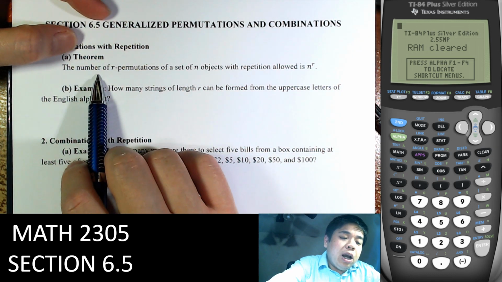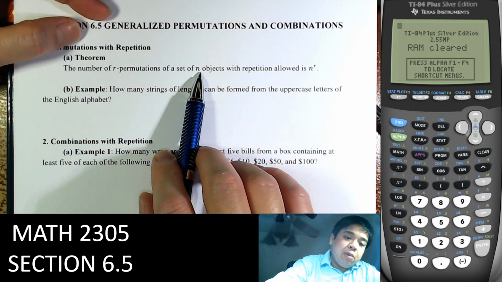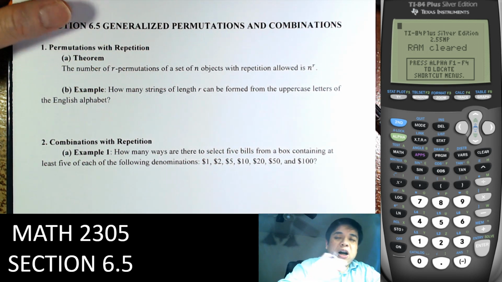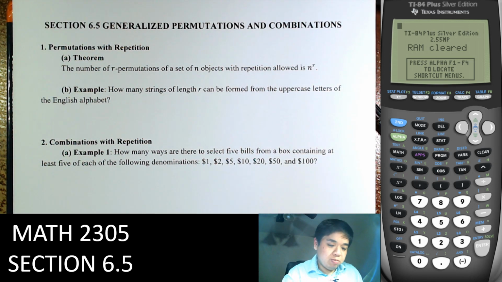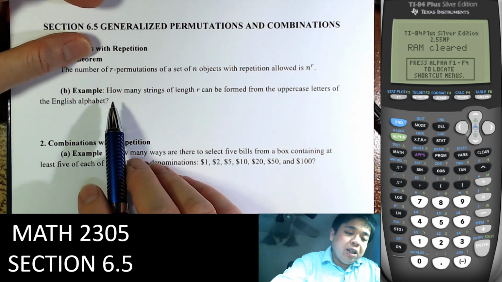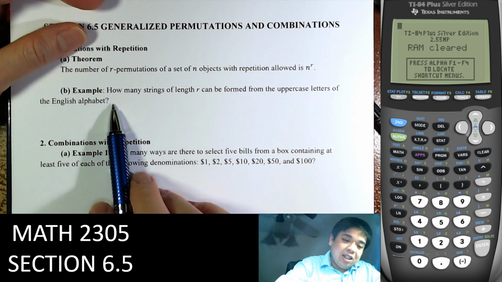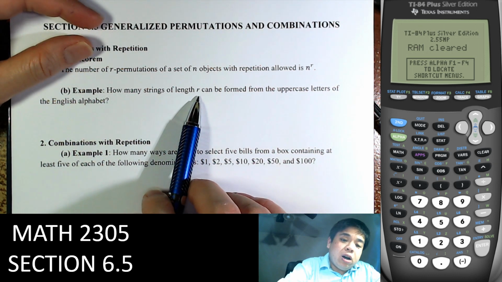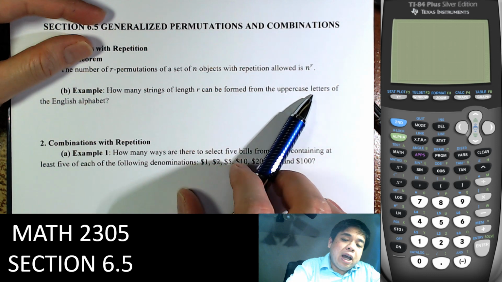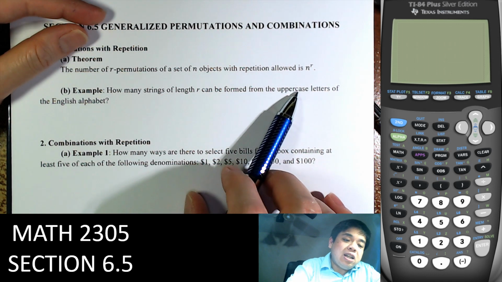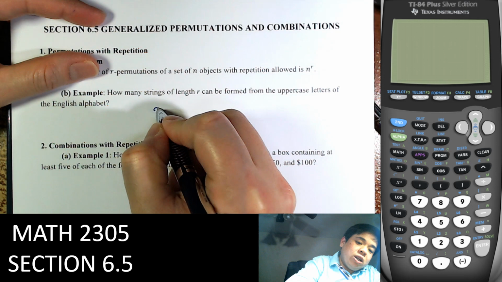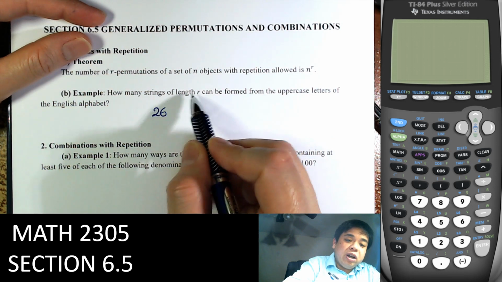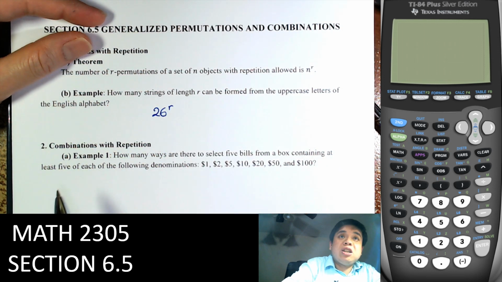So the number of permutations of a set of n objects with repetition allowed is n to the r. So in this case, that's simple enough. One example is good enough to see why the formula works that way. How many strings of length r can be formed using the uppercase letters of the English alphabet? So there are 26 English letters. And then the string of length r, so just 26 to the r power.